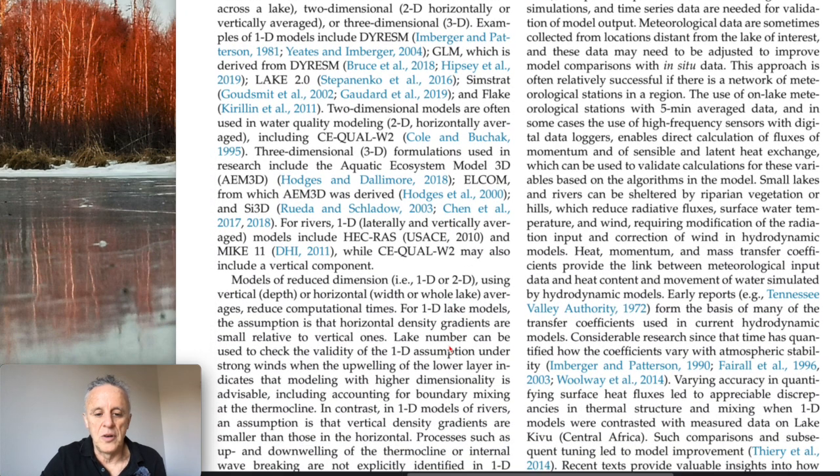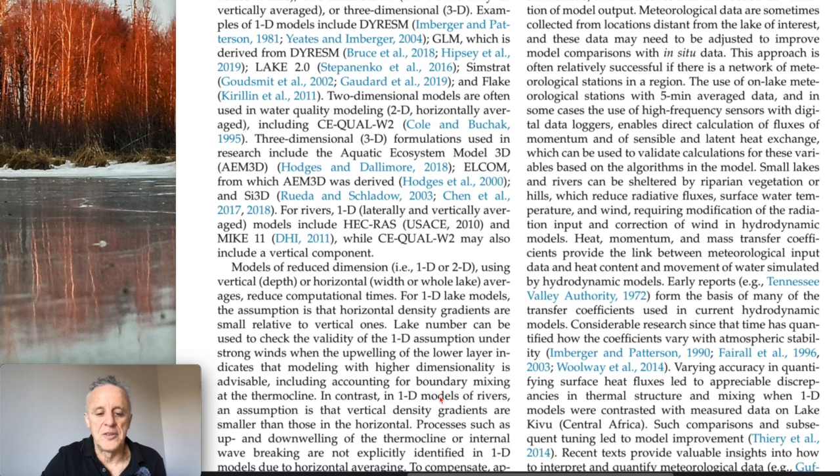Models of reduced dimension, 1D and 2D, use vertical depth or horizontal averages to reduce computational time. For 1D lake models, the assumption is that horizontal density gradients are small relative to vertical ones. Lake numbers can be used to check the validity of the 1D assumption under strong winds, when the upwelling of the lower layer indicates that modeling with higher dimensionality is advisable, including accounting for boundary mixing at the thermocline.